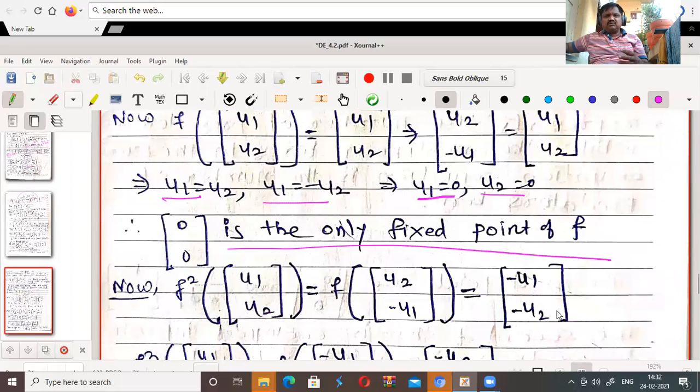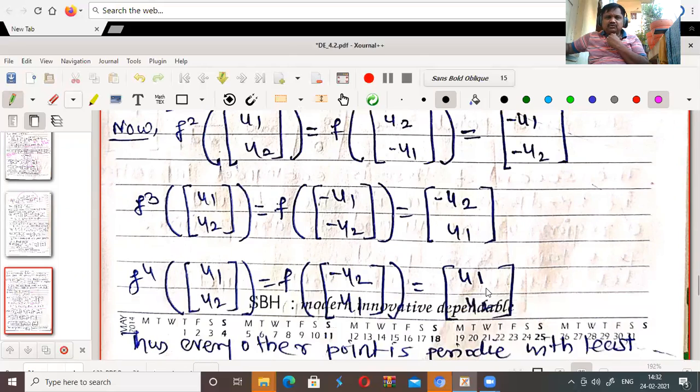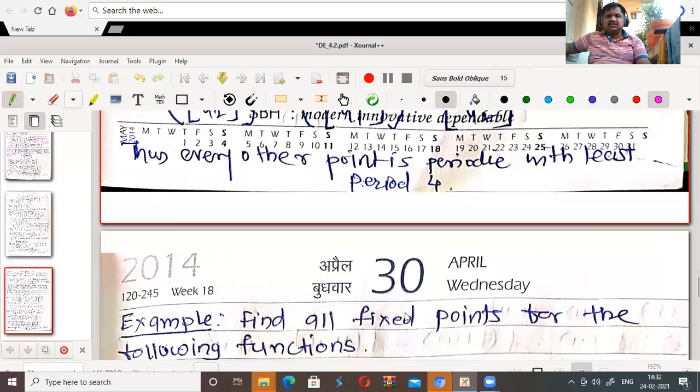Only fixed point, because for this case, u1 and u2 same, and u1 and their negative also same. There is only 1 point, (0, 0). Now f square of (u1, u2), if I find it, then you will get (-u1, -u2). f cube of (u1, u2), that is, apply f on this again, you get (-u2, u1). f fourth of (u1, u2) equal to (u1, u2). Therefore, (u1, u2) is periodic with period 4. Thus every other point is periodic with least period 4.